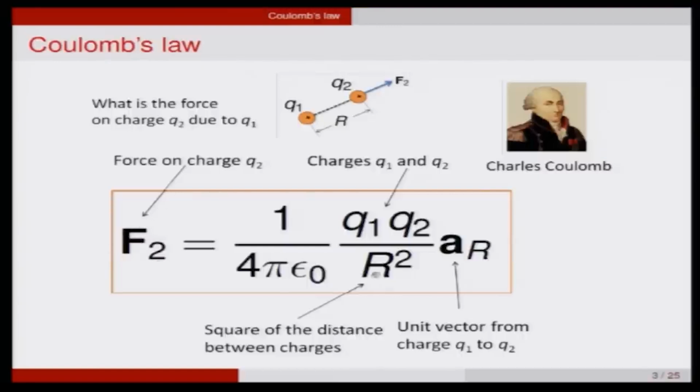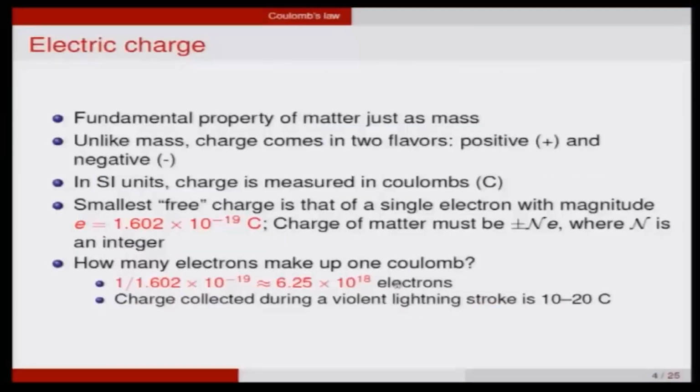Okay. This R square tells you that it is the square of the distance between the charges. So, if you think of everything else as some constant, you can see that the magnitude of the force is inversely proportional to the square of the distance. Okay. So, keep this in mind. The first item on the right hand side upon which the force was dependent was electric charge.